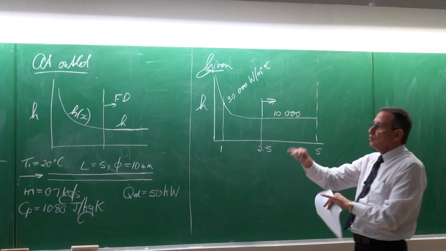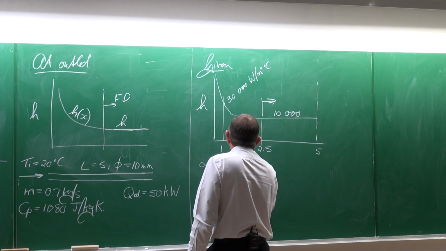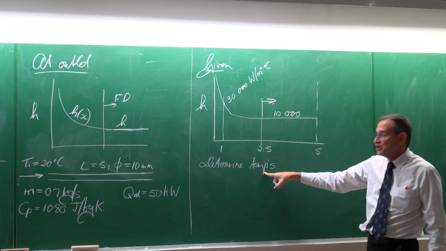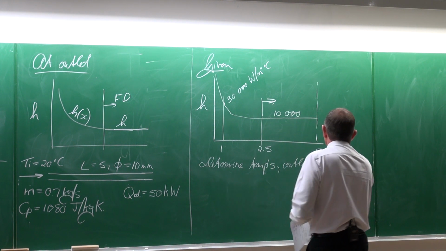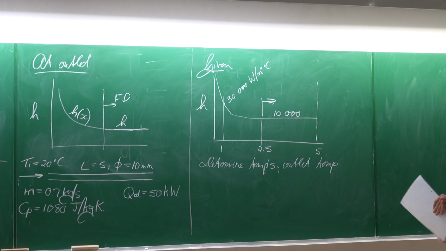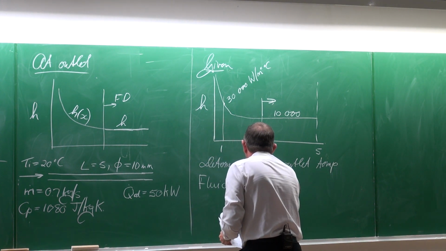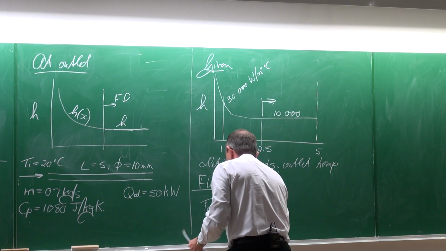And the question is to determine all the temperatures. That's not only the fluid temperature, but also the wall temperatures, and of course the outlet temperature. Remember, we are still busy on the left-hand side column. We haven't started with the constant heat flux case yet. Right. Let's start with the fluid temperatures, the outlet temperature.